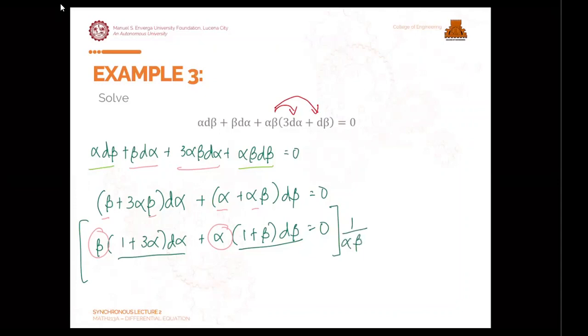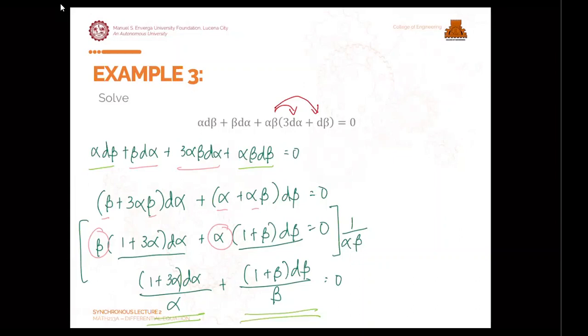Okay? Itong first term natin magiging 1 plus 3 alpha d alpha over alpha, kasi yung beta magka-cancel out, plus 1 plus beta d beta over beta, and then alpha magka-cancel out, is equals to 0. Okay? Kung tinignan yung terms, no? Itong first term natin is in terms of alpha na lang. Second term is in terms of beta. Okay. Next is to simplify.